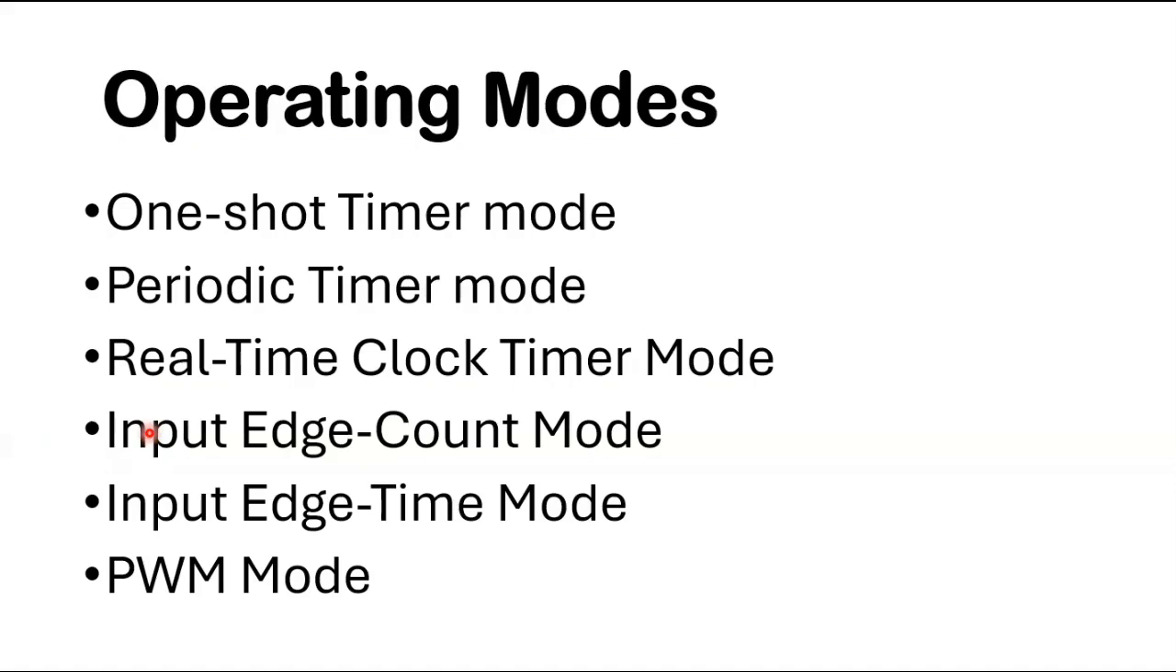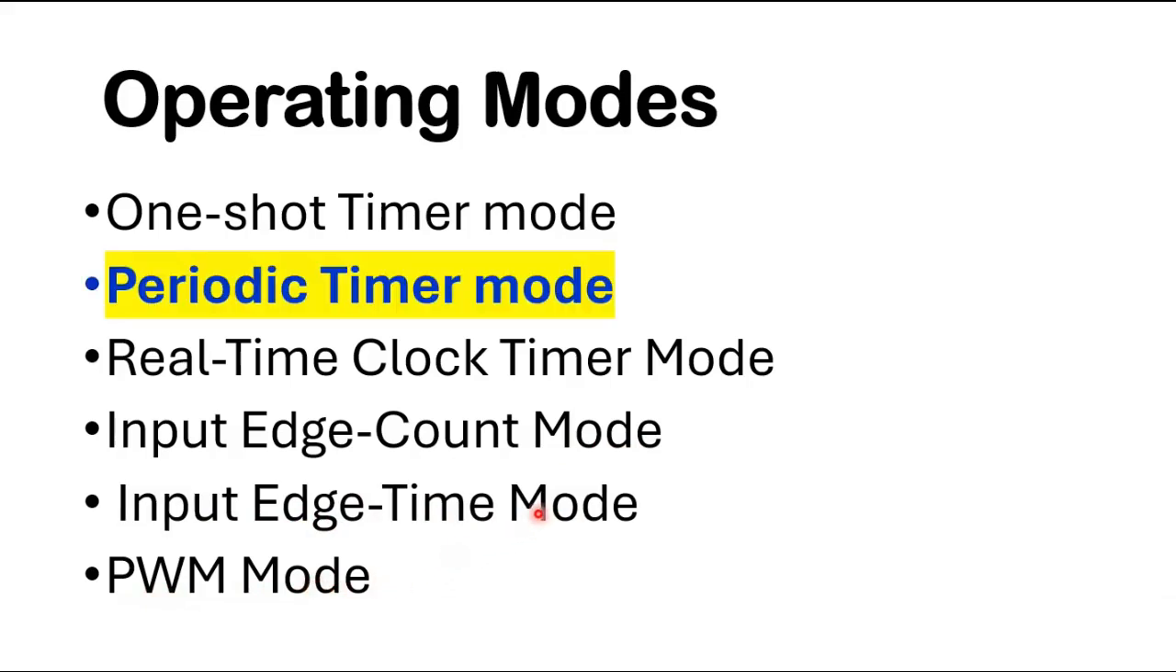Operating modes. The TM4C123 timer can operate in the following modes: one-shot timer mode, periodic timer mode, real-time clock timer mode, input edge count mode, input edge time mode, and PWM mode. Now in this video, we will focus on the periodic timer mode.